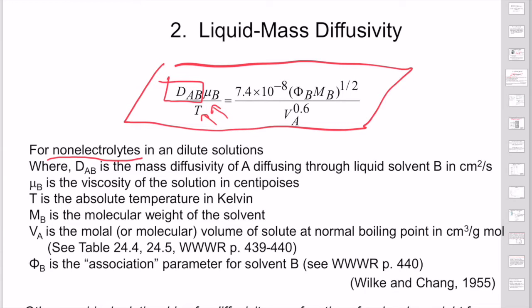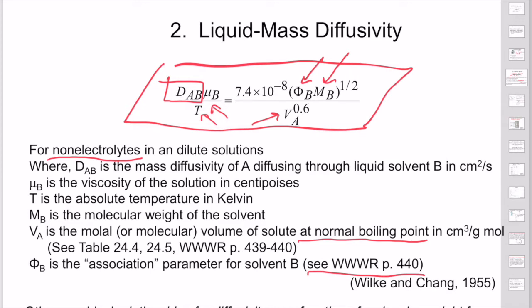Okay. And viscosity is just a measure of how thick the fluid is, or its resistance to flow. This is an association parameter that you can find from your book. This is the molecular weight of the solvent, and this is the molar volume of the solute at normal boiling point. And so all of these things you just look up in a table somewhere. Exactly. Okay. That makes this equation look much less scary.